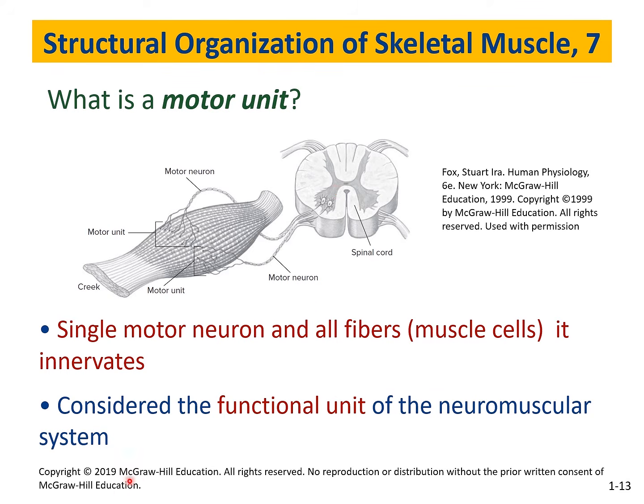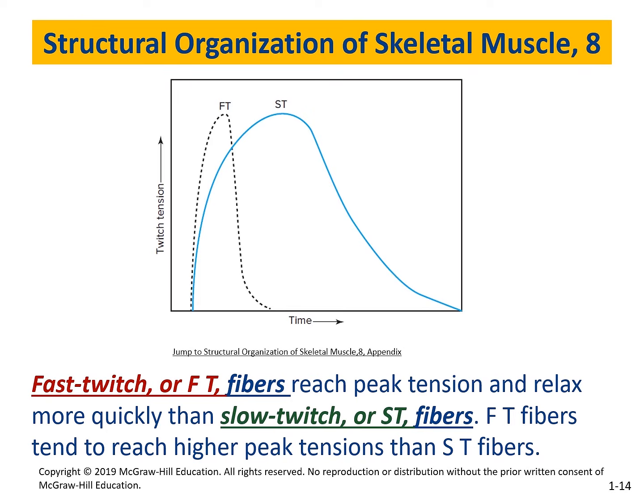All right, so what are the things that are important? Here's the first graph that we would like to look at. We have something called fast twitch fibers. They reach peak tension and relax more quickly than something called slow twitch fibers. Remember, what do fibers mean? A muscle fiber is one cell, one muscle cell. We don't call them cells, we call them fibers because they're very long.